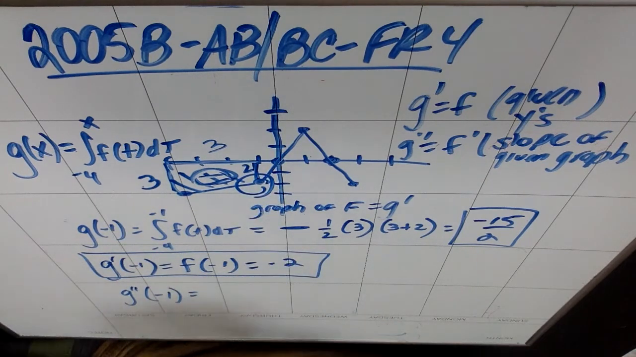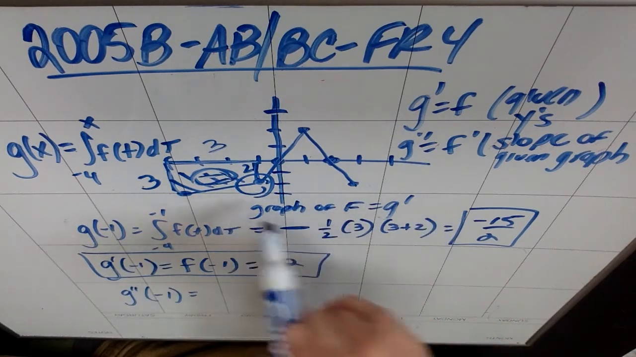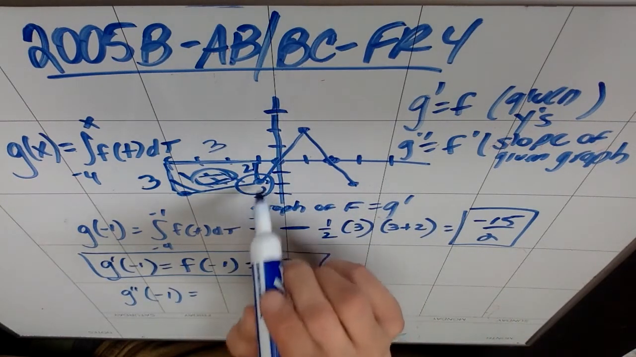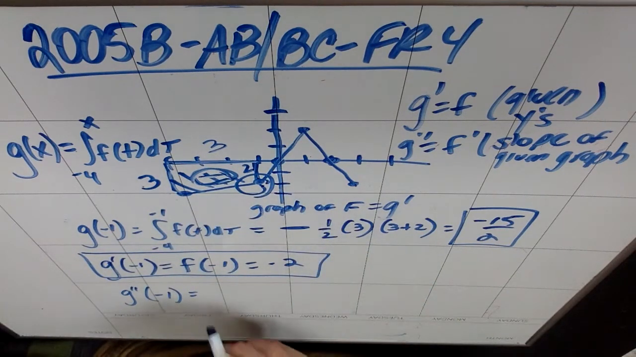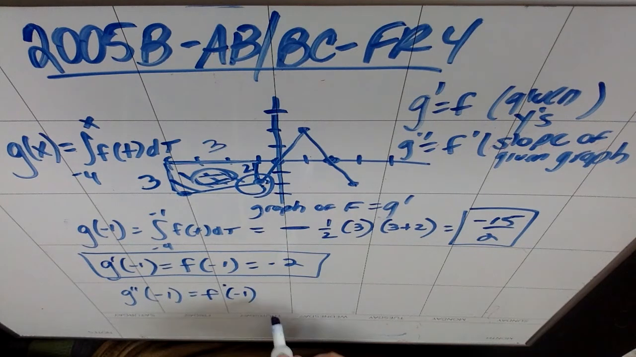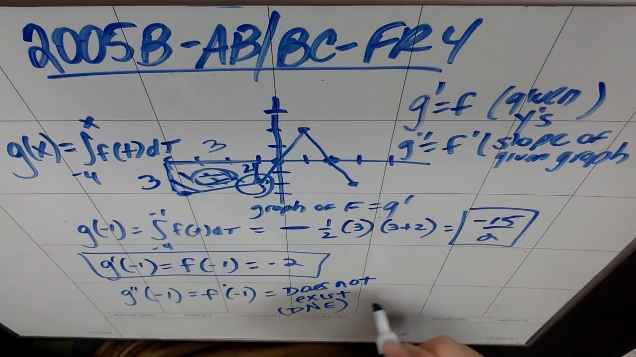G double prime of -1 should be the slope of this graph at -1, but what I want you to notice is that g prime, which is the f graph, is not differentiable at -1 because it has a little pointy thing, right? So g double prime is f prime, right? And it does not exist. Or you can say DNE, right? If you like DNE better, that's an acceptable math notation.